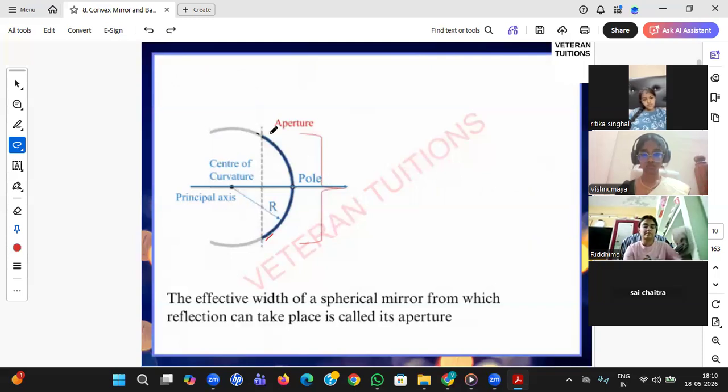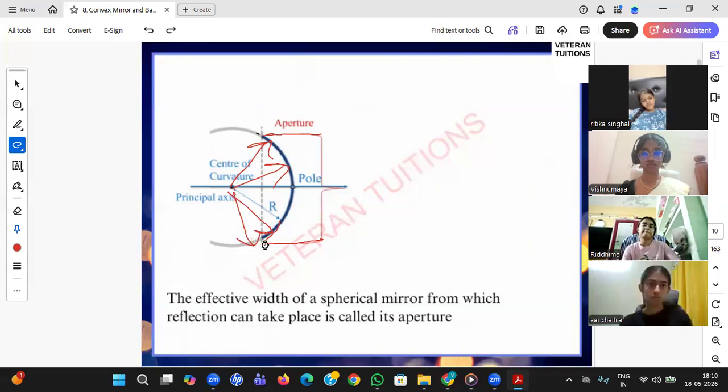What is aperture? It is the effective width from where the reflection can happen. From here it happens, from here it happens. From here it does not happen. Why? The light escapes. So the effective width is nothing but the aperture.